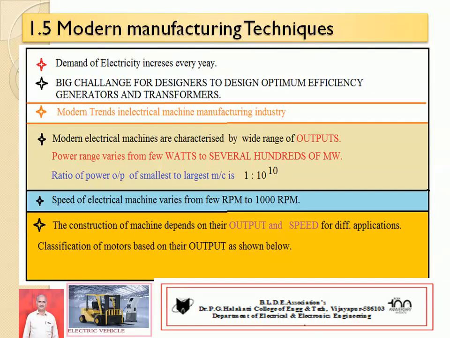The second concept is related to speed. The speed of an electrical machine also varies from a few RPM to 1000 RPM, revolutions per minute. The construction of a machine mainly depends on output, speed and different applications. So the designer has to know the constraints on output, the constraints on speed, and how the machines have been classified.